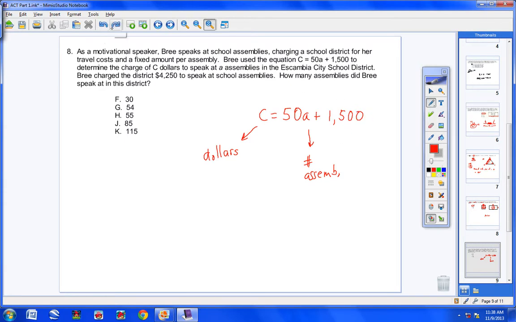She got a one-time travel expense payment of $1,500. It paid for her meals, her hotel, her airplane, whatever. Rent a car, gas, etc. So they give her a one-time payment of $1,500, and then as she goes around to all these different assemblies and speaks for a whole week, she gets $50 per assembly. So she's not getting rich off the assemblies. She probably makes part of her money here, and then also she makes money on the assemblies.